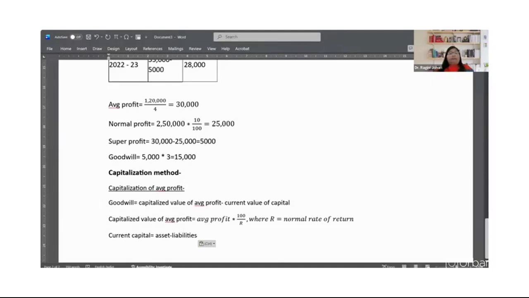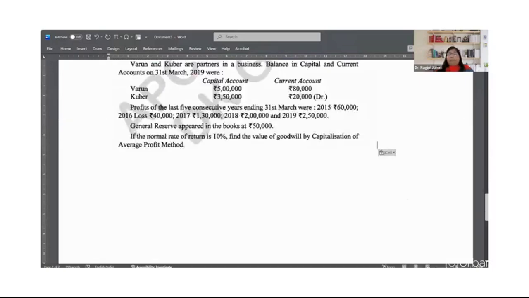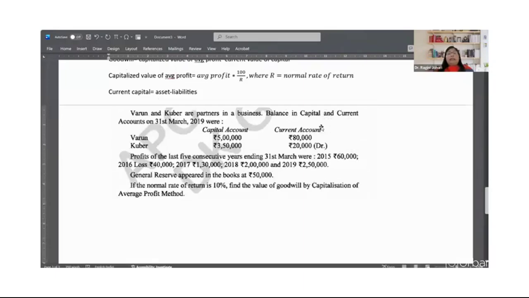Now I'll take up the question. Again, I've taken the question from DK Goyal only. This says there are two partners in the business. Balance in their capital and current account is given. Profits of the last 5 consecutive years ending 31st March are given. General reserve appeared in the books at 50,000. Normal rate of return is 10%. Find goodwill by capitalization of average profit method. So first of all, what do I need to find out? Capitalized value of average profit.